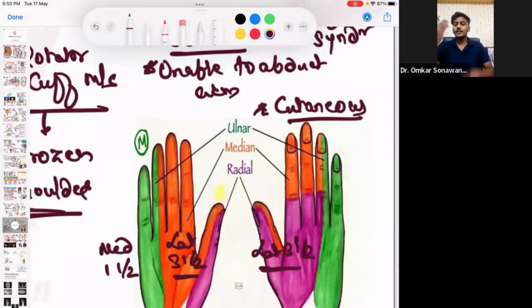But important: dorsally, the tips, the skin over the distal phalanx, is innervated by the median nerve. Dorsally the skin over the distal phalanx of the lateral 3.5 fingers is innervated by the median nerve. कोई दिक्कत नहीं है इसमें, important.